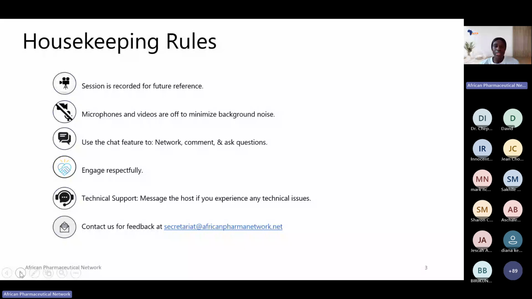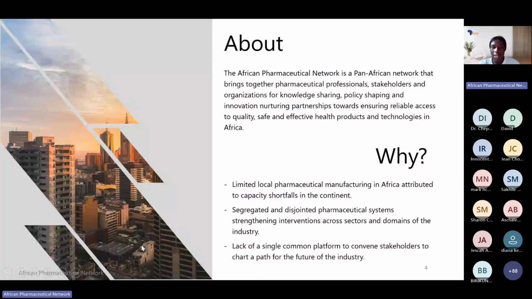With that, I would quickly like to take us through the overview of African Pharmaceutical Network, who we are as an organization, the reason for our being, and the kind of work that we do. African Pharmaceutical Network is a Pan-African network that brings together pharmaceutical professionals, stakeholders, and organizations for the purpose of knowledge sharing, policy shaping, and innovation nurturing partnerships, leading towards reliable access to quality, safe, and effective health products and technologies in Africa. APN as an organization was established in 2020 at the backdrop of COVID-19 for very specific reasons.